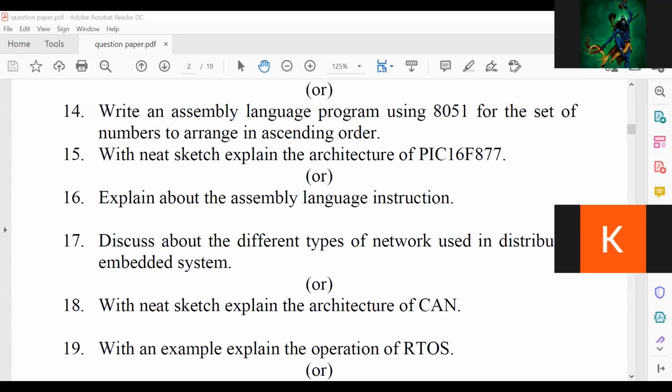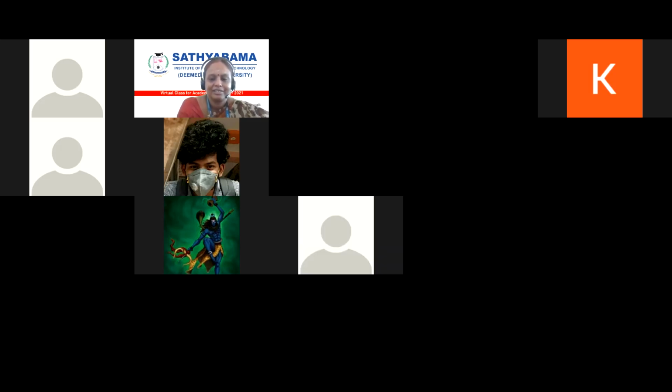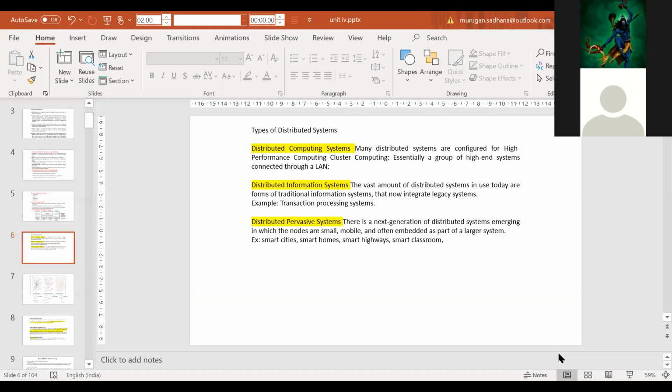Nandini, M Nandini, register number 56. Only one Nandini is available there. Now only I told you what the three types are: centralized, decentralized and distributed.